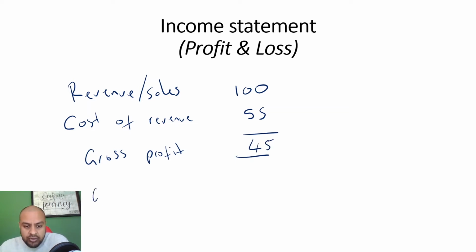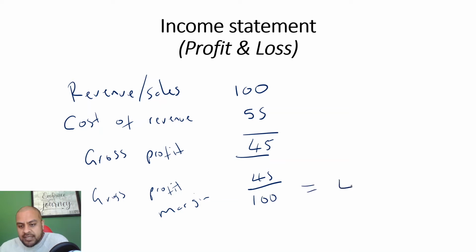Now our gross profit margin, that's going to be 45, our gross profit, divided by our revenue, which was 100, gives us as a percentage 45%. Okay, so that's the first part of your profit and loss statement.